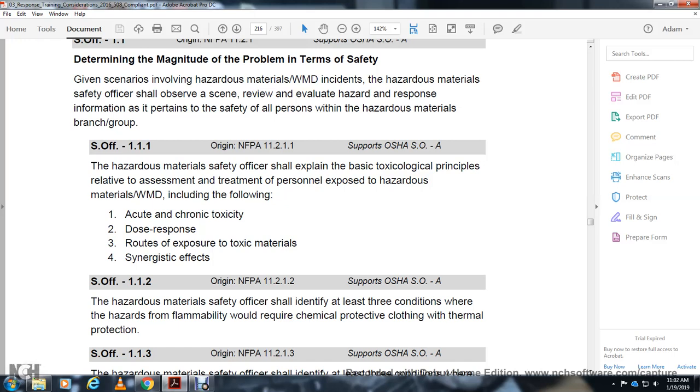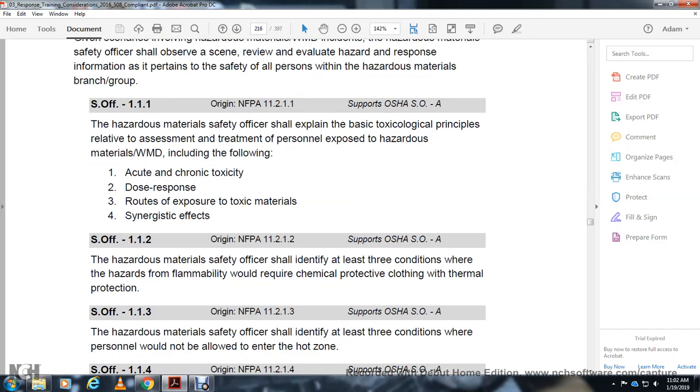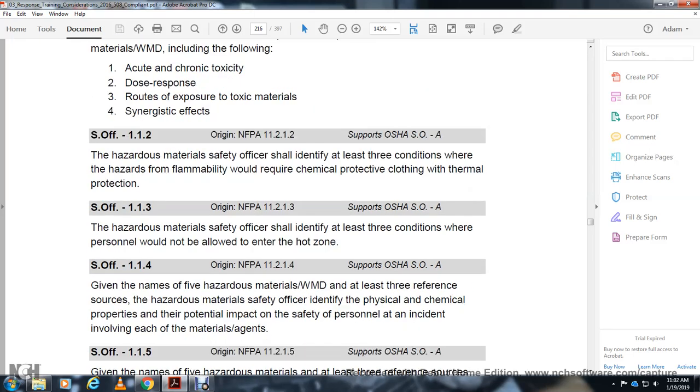The hazmat safety officer shall identify at least 3 conditions where the hazard flammability would require chemical protective clothing with thermal protection. The hazmat safety officer shall identify at least 3 conditions where the personnel would not be allowed to enter the hot zone. Give the names of 5 hazardous materials and at least 3 reference resources.